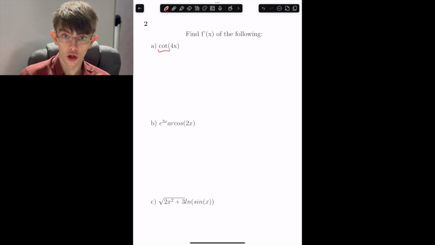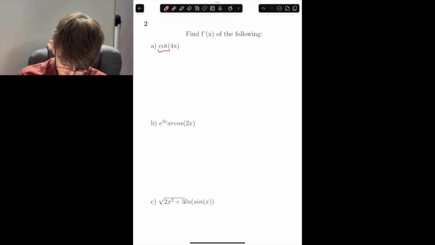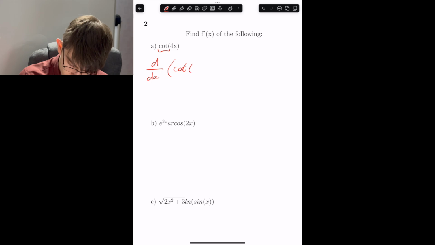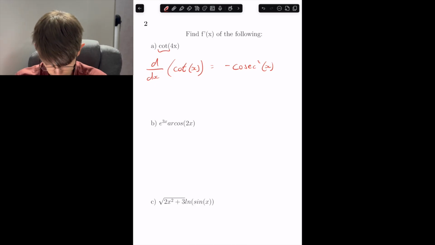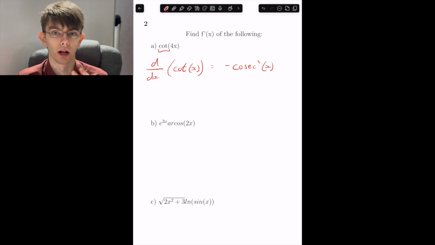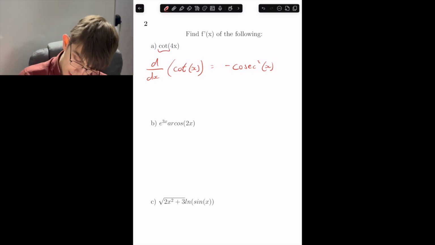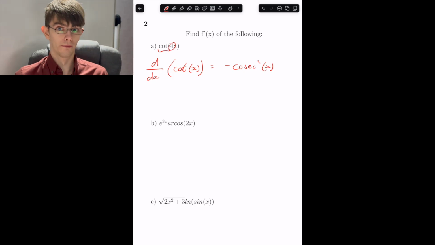The derivative of cot is a standard result. The derivative of cot, so d by dx of cot of x is minus cosec squared of x. Okay? That is a standard trig result, proof of which you can do either by the quotient rule or by the chain rule. But here I've got a 4.